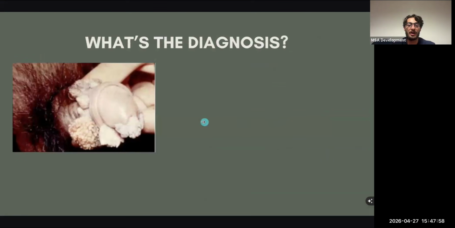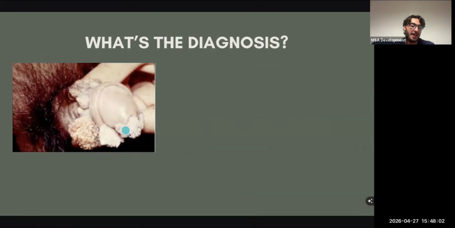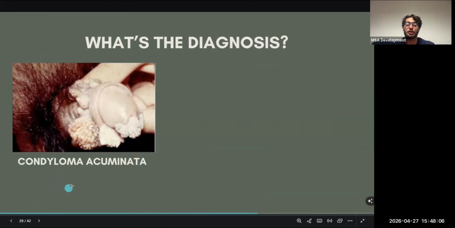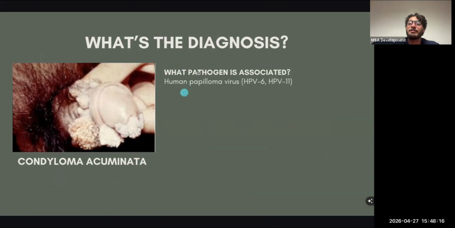Okay. All right. So who can tell me the diagnosis here? You get these sort of cauliflower-like outgrowths. So this is condyloma acuminata, or some people say condylomata acuminata. And what pathogen is associated? It's human papillomavirus, specifically HPV 6 and HPV 11. These are the low risk strains of HPV.